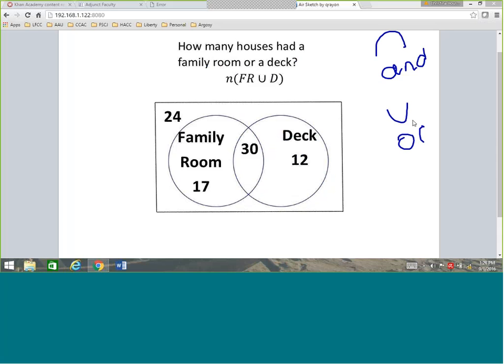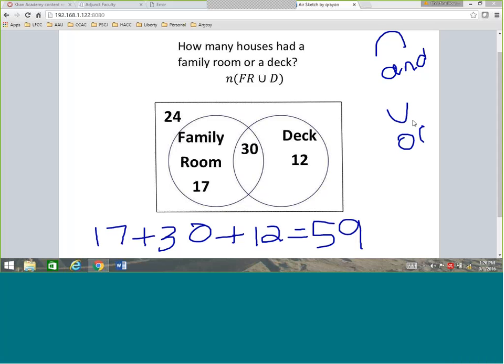Now, when you're working all these problems in this chapter, the word or does not exclude both. So when you see the word or, it really means family room or deck or both. It doesn't have to mean only one of the two. So to find this answer, I'm going to add up all the numbers inside my circles that I see there, to get the answer of family room or deck or both, and you get 59. So the answer to that is 59.